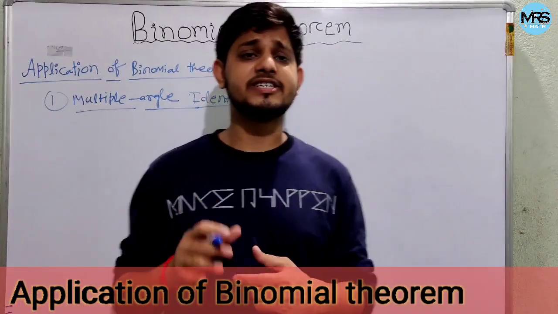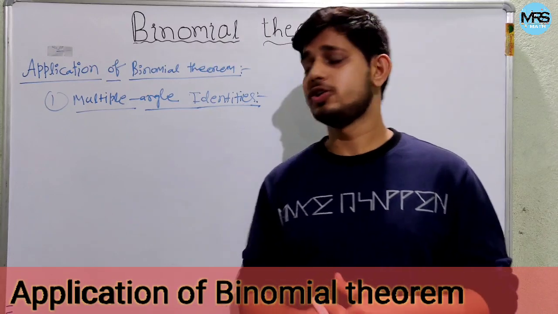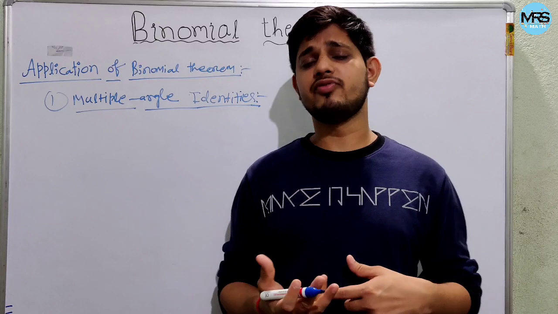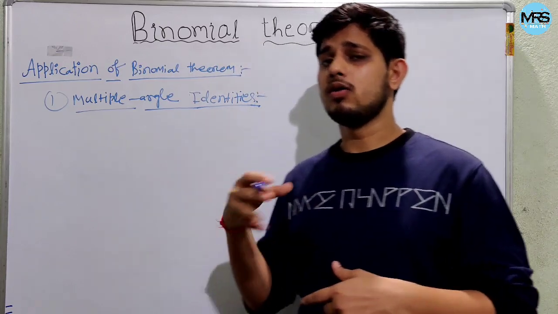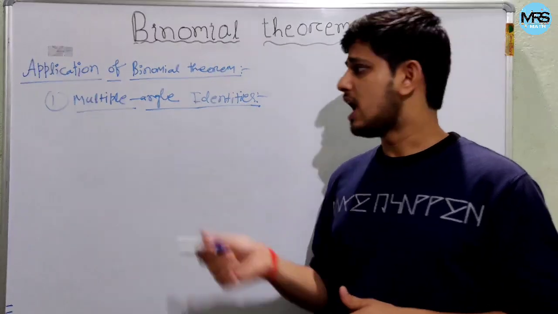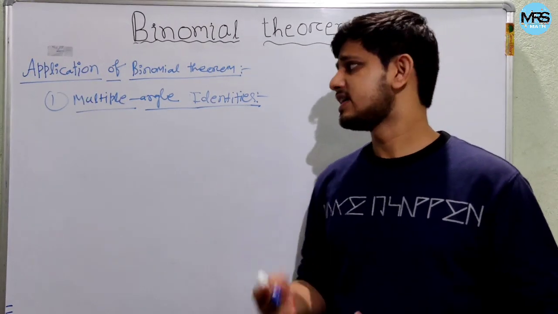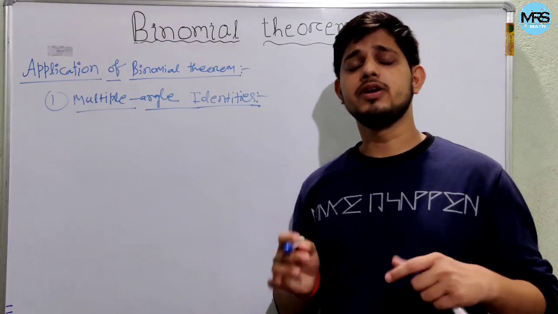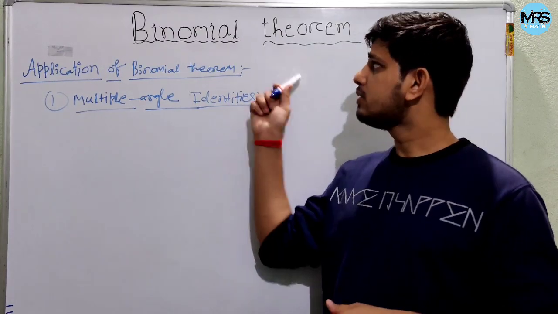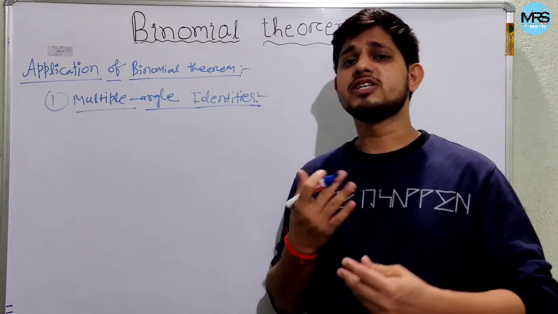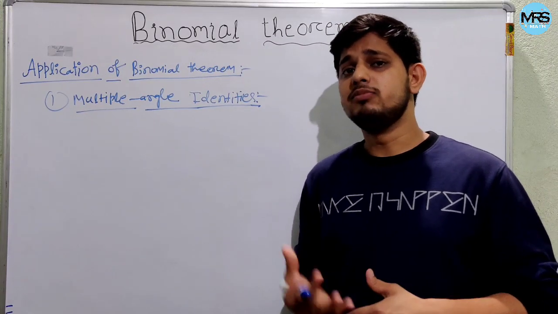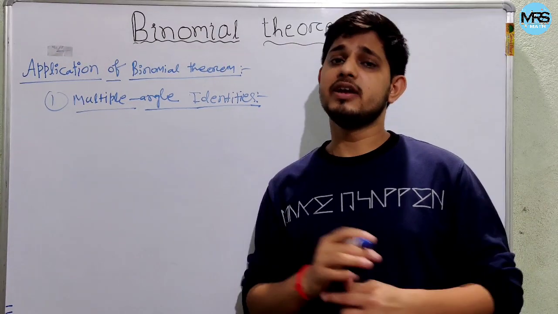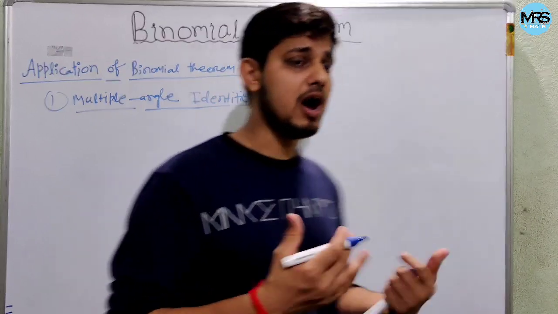Okay students, now we will discuss the application of binomial theorem. In probability, or abstract algebra, in every field there is a role of binomial theorem. But now I am going to discuss one application, that is multiple angle identities. Okay students, in complex numbers, with the help of this binomial theorem in combination with de Moivre's theorem, we are able to calculate the multiple angle identities for sine and cosine functions. Let us see how we get them.